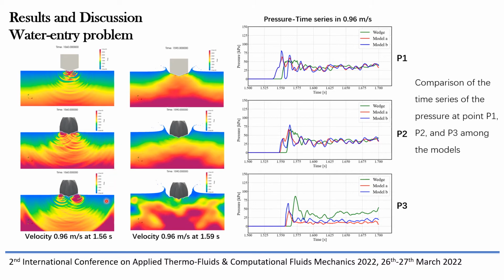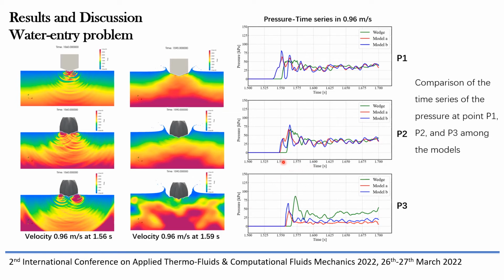This is the object at a velocity of 0.96 meters per second, and the splashing and droplets can be found here under the fluid structure interaction between the model and the water surface. And this is the pressure time series at 0.96 meters per second, and this is the comparison result.